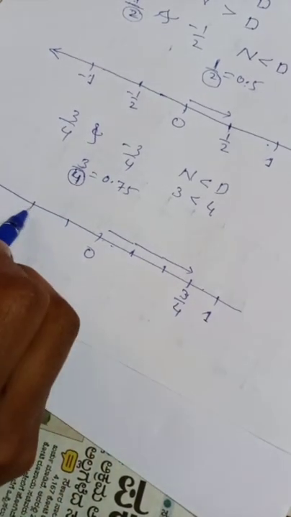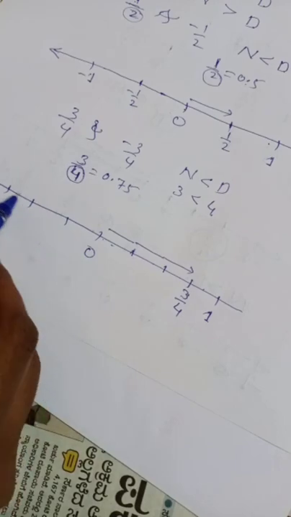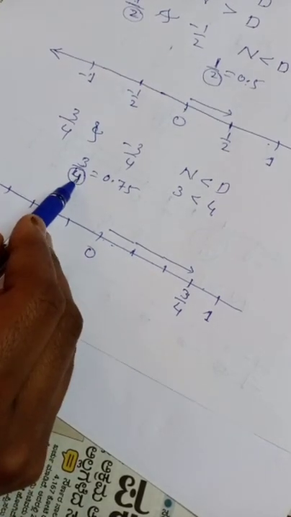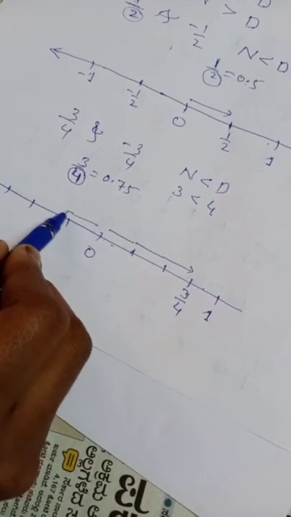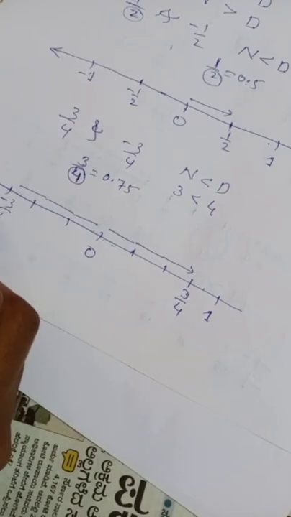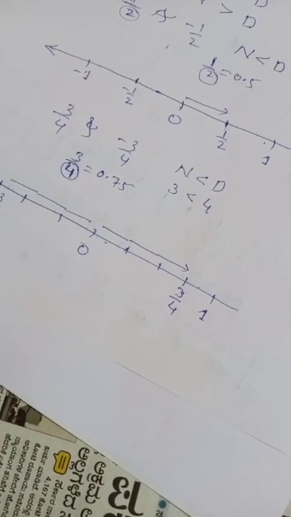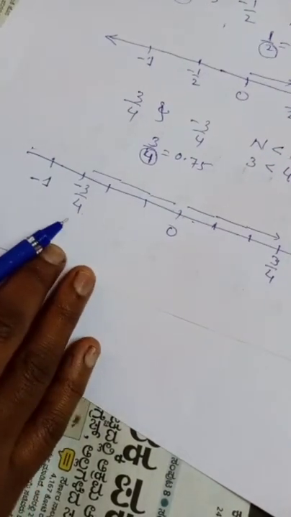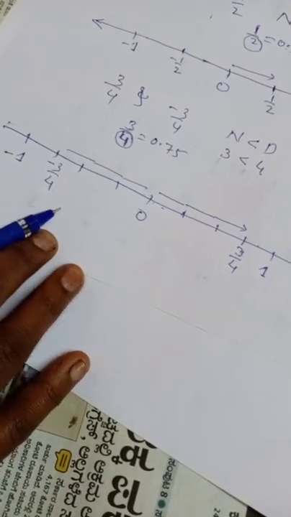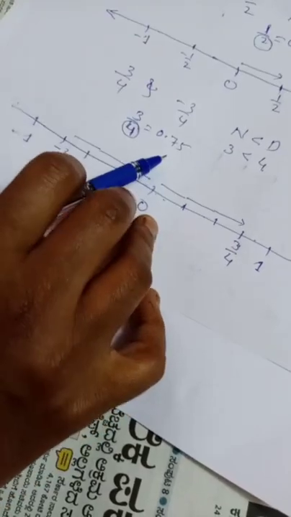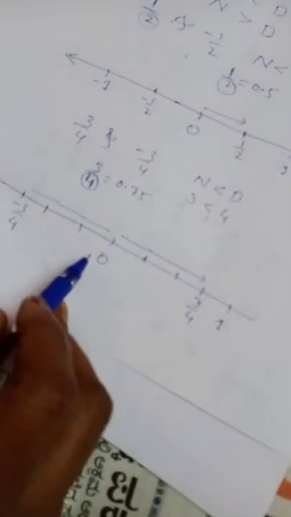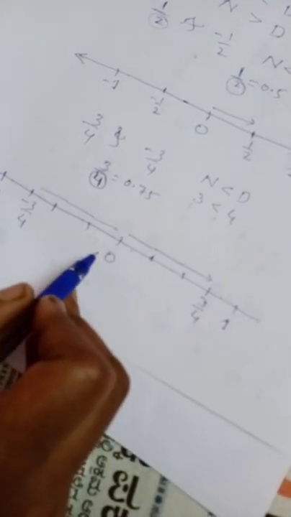Same here also. Make 4 equal parts, because the denominator is 4, starting from 0. The numerator is 3, so counting 1, 2 and 3, this is minus 3 by 4. Clear? So that's it. We have plotted the positive and negative rational numbers on a number line.